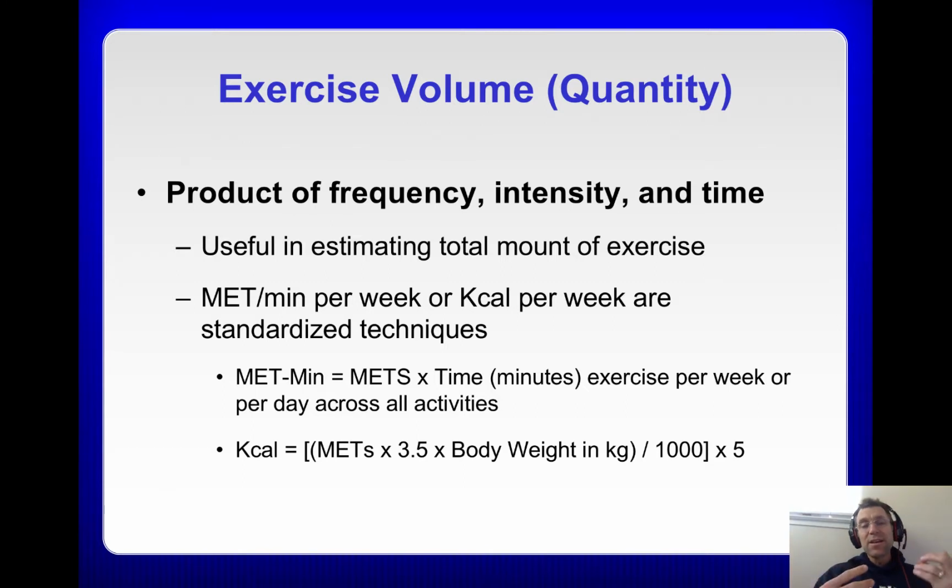So to calculate kilocalories burned, we take METs, exercise METs, multiply that by 3.5. We're essentially turning METs back into VO2. Multiply that by body weight in kilograms, and divide that by 1,000. And for those of you savvy with math, what we've essentially just done is converted METs into VO2 in liters per minute. And then we multiply that by 5. So if you had somebody exercising at 5 METs, you multiply 5 by 3.5, multiply that by their body weight in kgs, divide that by 1,000, and then multiply that by 5, and that will tell you how many calories they're burning per minute.